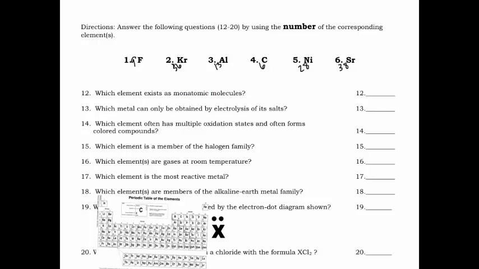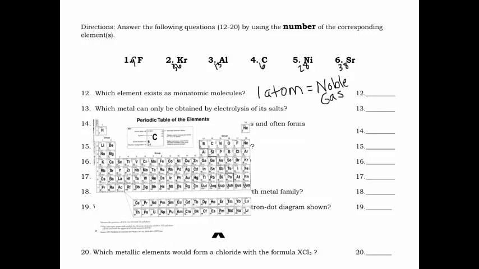All right, first question, which element exists as monatomic molecules? Monatomic means one atom in the molecule. They aren't going to form bonds with anything in order to be a molecule. They're really quite happy just being by themselves. They form no natural compounds, and that's all describing our noble gases. The noble gases are in group 18 here. The only element from our list that's in group 18 is krypton, or number 2 from our list.